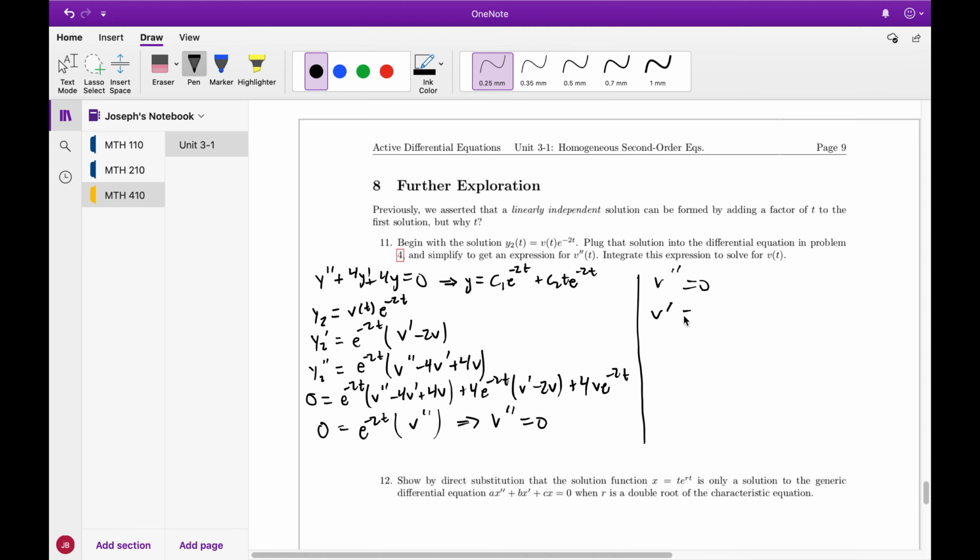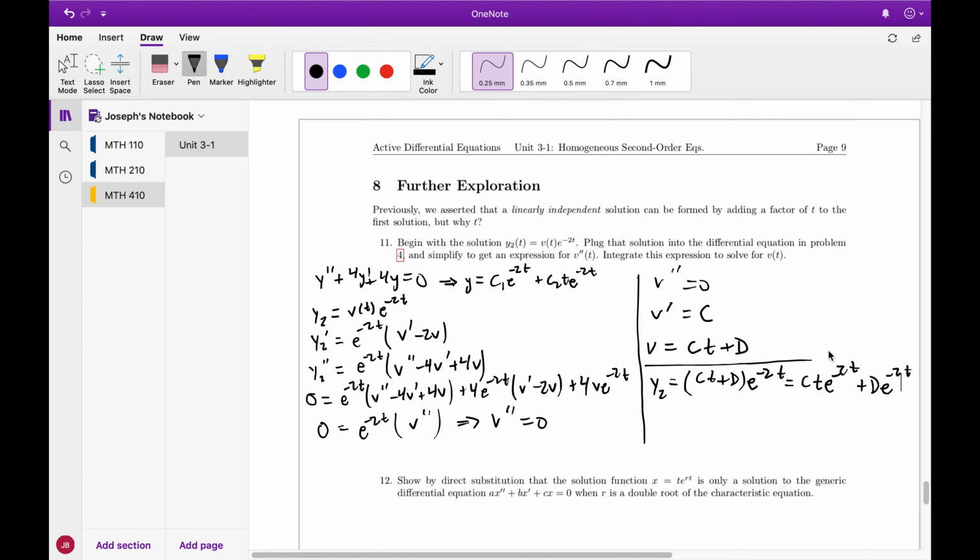Well, that means that v prime must have been just a constant, and then v is just ct plus d. I mean, you just take the antiderivative twice. And so you get y2 has to be v of t, which is ct plus d, times e to the minus 2t. And if you want to expand that, you can. You get ct e to the minus 2t plus de to the minus 2t.